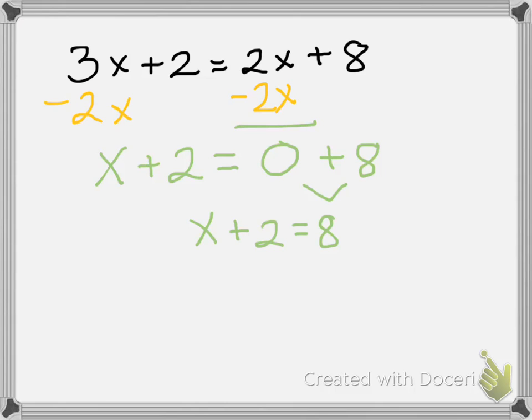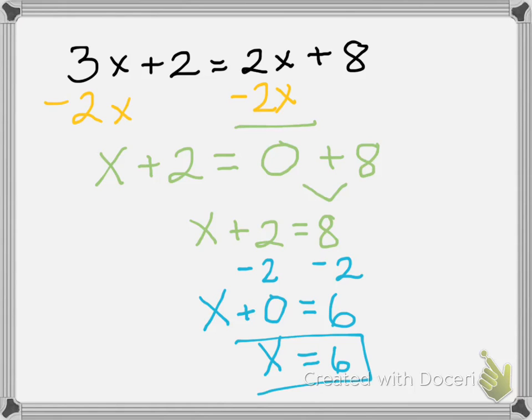My last step is going to be to combine my constants. My constants are the 2 and the 8 because they're numbers by themselves. I'm trying to isolate x, or get x by itself, so to move this 2 to the other side, I need to use inverse operations. The 2 is being added to x, so I need to subtract 2 on both sides of my equal sign. X is left alone. 2 minus 2 is 0, so this is x plus 0 equals 8 minus 2 is 6. 0 is just how we represent nothing in math, so my answer is x equals 6.